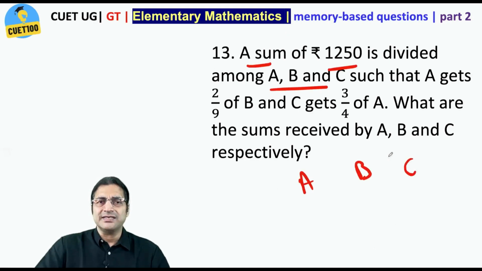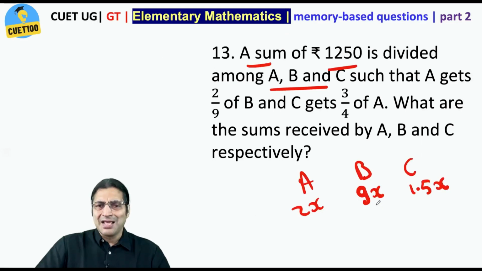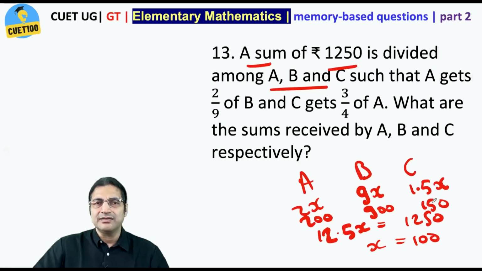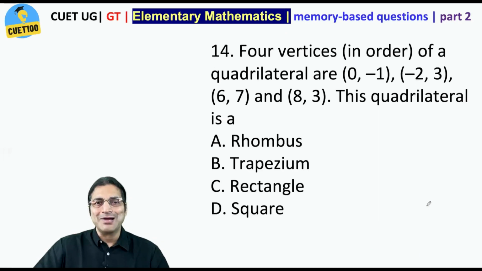A, B and C. A gets 2 by 9 of B. So, let's say B gets 9x. So, A will get 2x and C will get 3/4 of this, so 1.5x. I could have started by taking x also, but that will only complicate my calculations, and speed matters. 9x plus 2x, 11x plus 1.5x, so 12.5x is equal to 1250. This gives you x is equal to 100. So, this is 200, this is 900 and this is 150, and that was the answer.